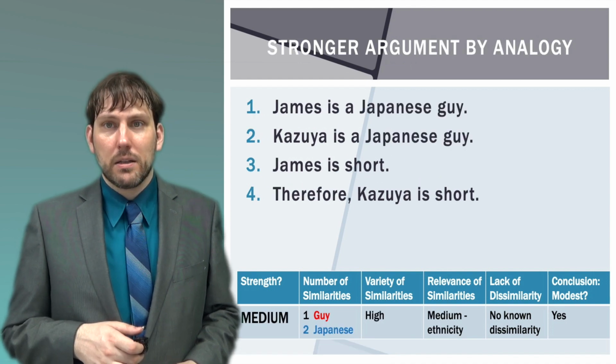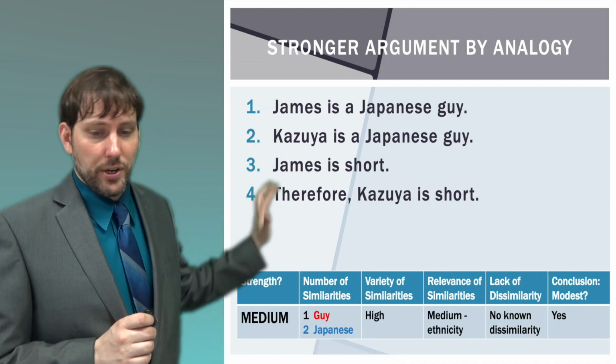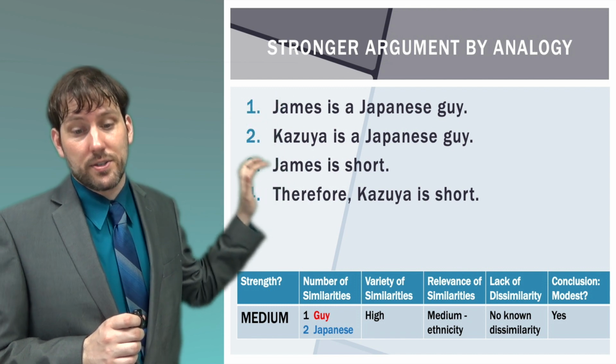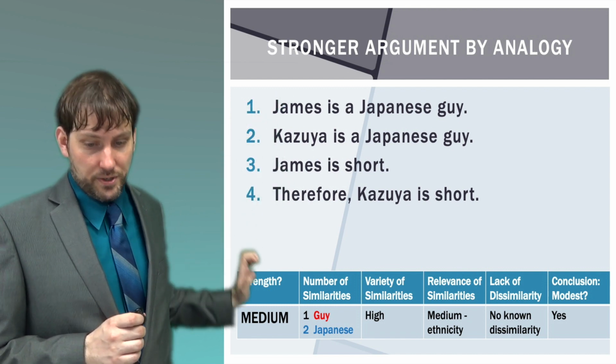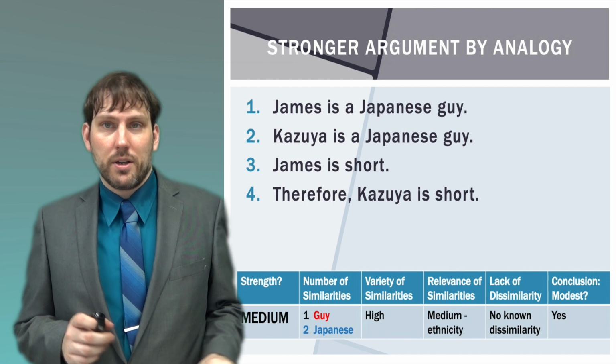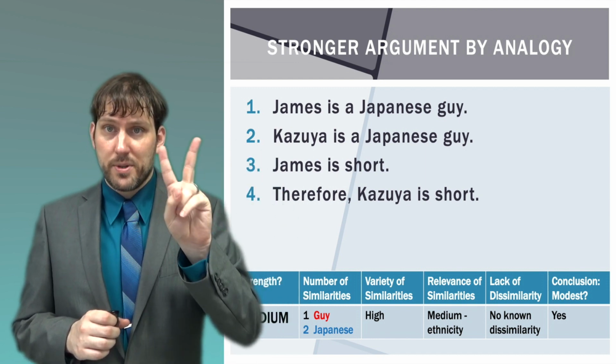All right, let's make it a little bit stronger. So I'm going to change it slightly here. So James is a Japanese guy, Kazuya is a Japanese guy. James is short, therefore Kazuya is short. Now we have two similarities, and one of them is about being a guy, and one of them is about being Japanese.